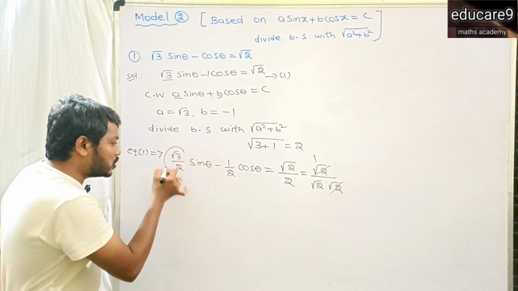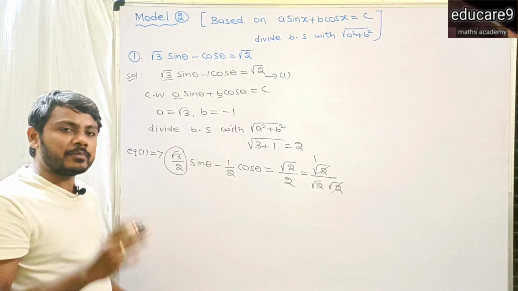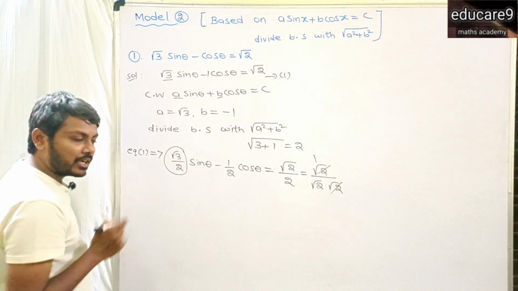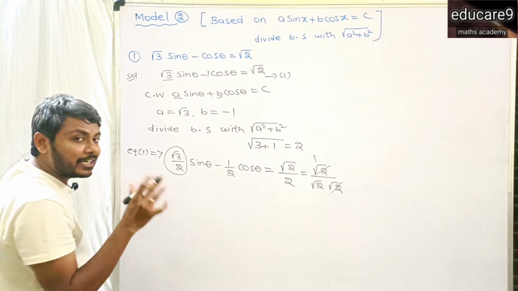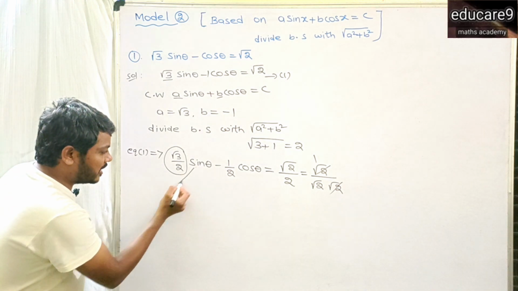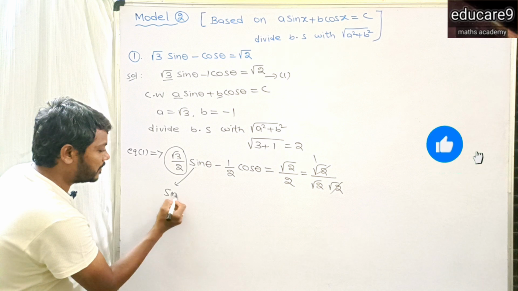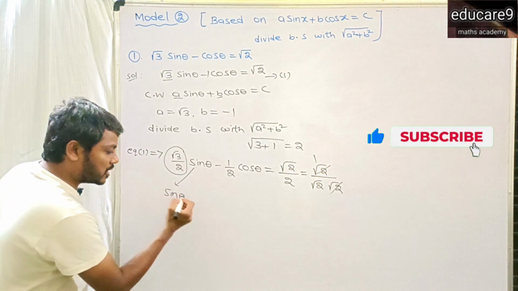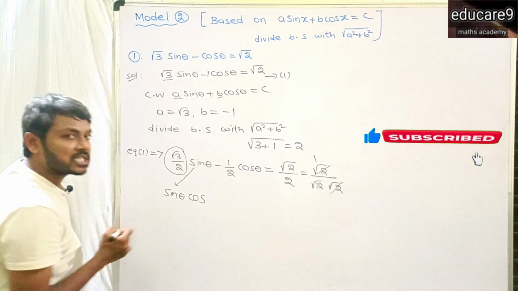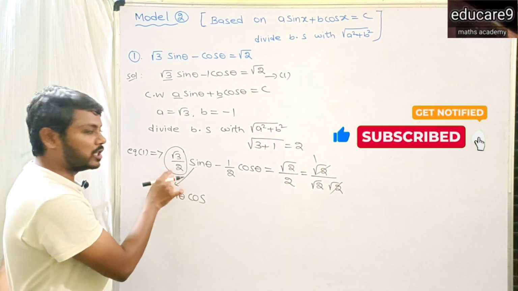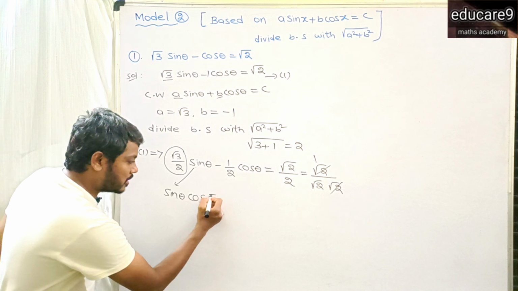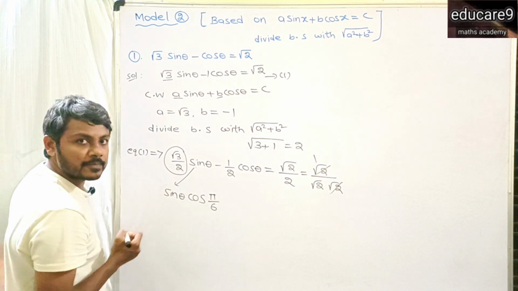Now you can write this root 3 by 2 in terms of sin or in terms of cos, anyone you can write. So root 3 by 2, write in terms of cos. First write sin theta. And root 3 by 2 write in terms of cos. Clearly we know that cos 30 is root 3 by 2. So 30 can be written as 180 by 6, that is pi by 6.